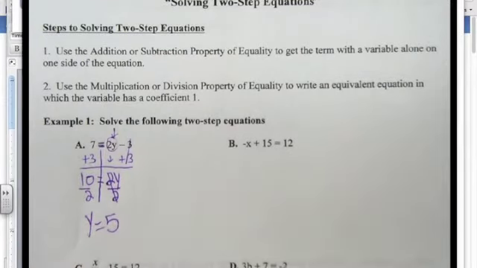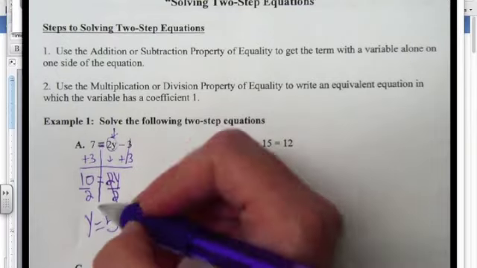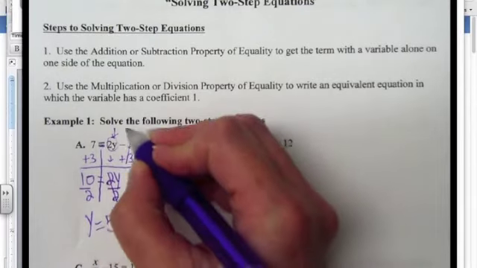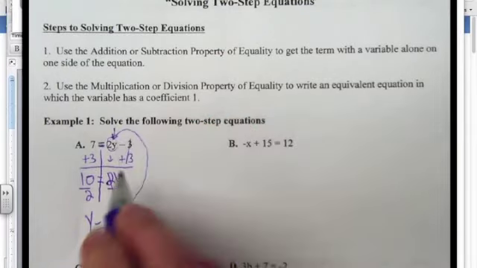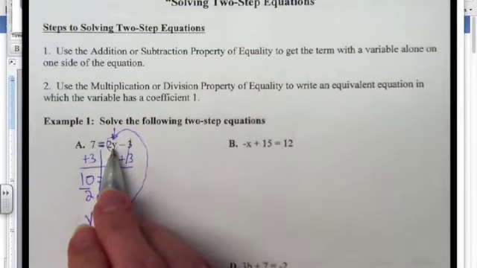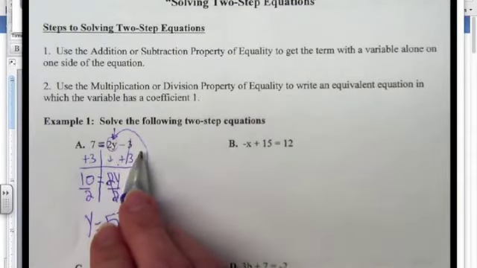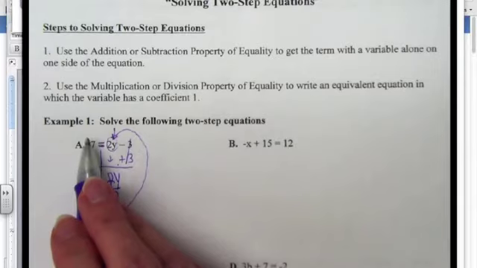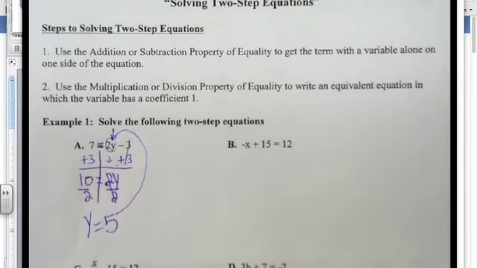And then we can go back and check to see if we got the correct answer, because if we come up here with 5 and plug it in where the y is, we end up with 2 times 5, which is 10, and then 10 minus 3 is 7. That does equal out on this side. So you can, on any equation, always go back and check it and see if you got the right answer.